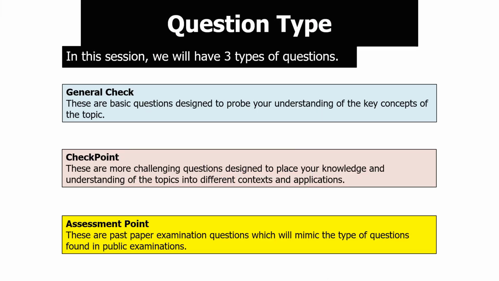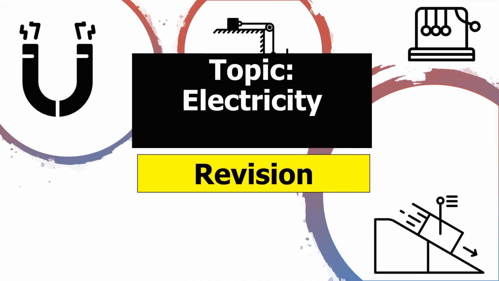So what questions will we be covering in this revision session? Well, we'll have 3 types of questions. The first one are your general checker questions, the basic questions designed to probe your understanding of the key concepts of the topic. The second one are the checkpoint questions, the more challenging questions designed to place your knowledge and understanding of the topics into different contexts and applications. And then finally, we've got the assessment point questions, which are past paper exam questions which will mimic the type of questions found in public examinations. So let's start with this topic of electricity.